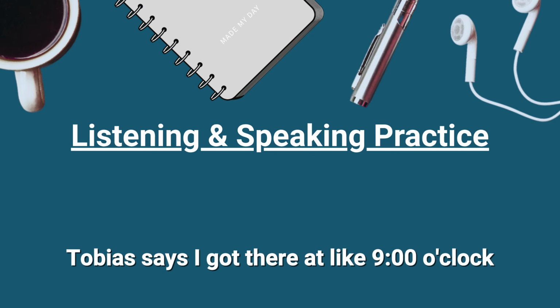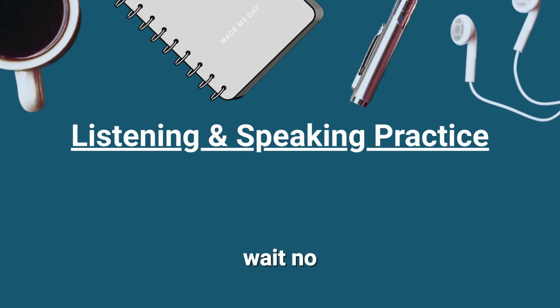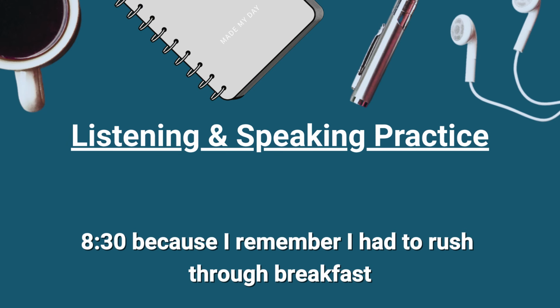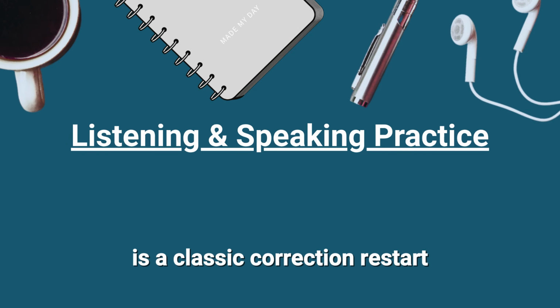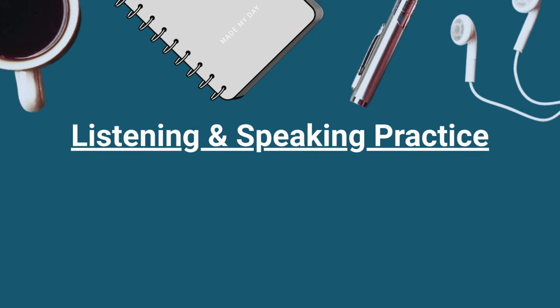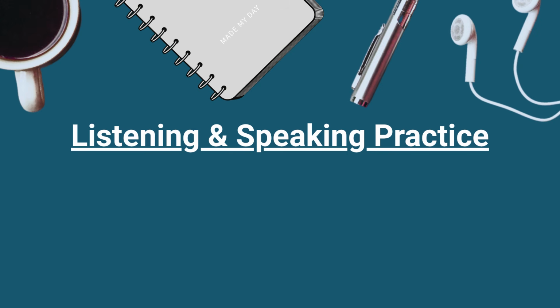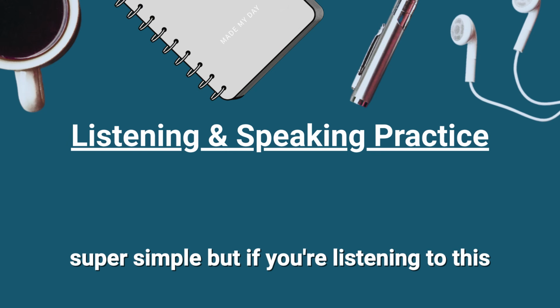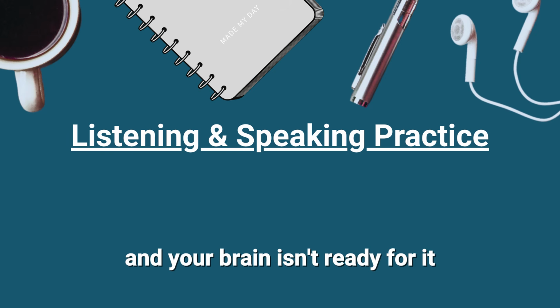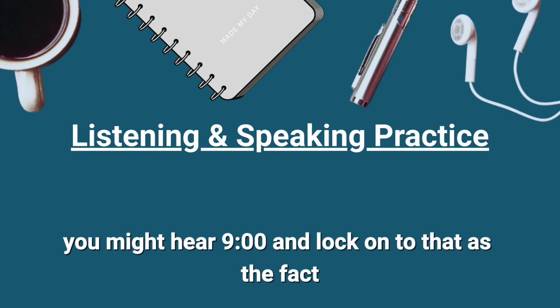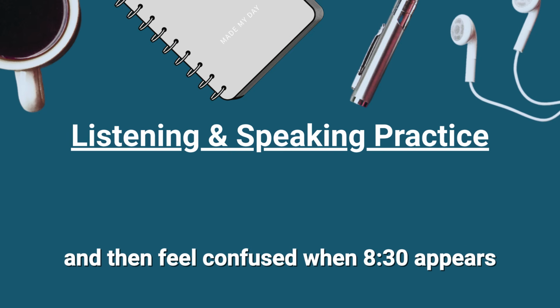Tobias says, "I got there at like 9 o'clock. Wait, no, 8:30. Yeah, 8:30. Because I remember I had to rush through breakfast." That "wait, no" is a classic correction restart. Tobias started with the wrong time, realized it mid-sentence, stopped himself, and gave the correct time. Super simple. But if you're listening to this and your brain isn't ready for it, you might hear 9 o'clock and lock onto that as the fact, and then feel confused when 8:30 appears.